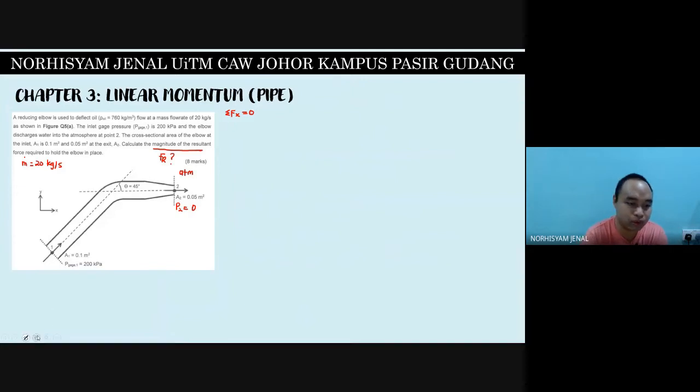So before that, we need to draw the arrow. So this one will be P1A1. The arrow for this one should be into the system, P2A2. And then the arrow for momentum will be m dot v1, and the momentum will follow the flow, so will be m dot v2. Remember, once again, I would like to remind you, P1A1 and P2A2 will always go into the pipe, or into the system over here.